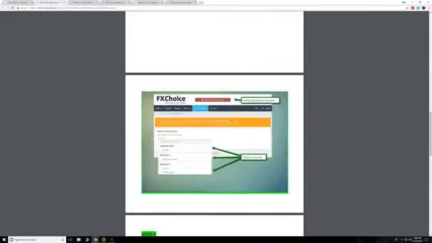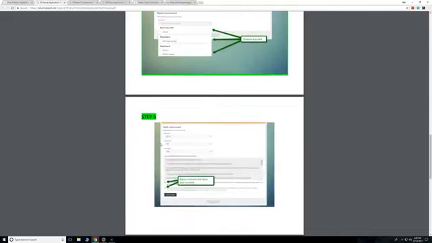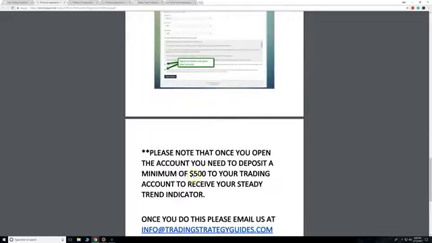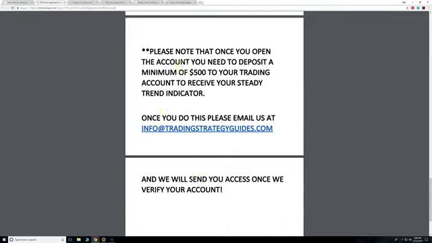And then step number 4, verify your phone. Decide if you got MT4 or MT5. We have it on both, so that doesn't really matter. And then you have to agree to the terms, and we warn you again. After you open your account, you deposit the $500 or more. You're probably going to deposit a lot more than that once you actually get to trading with FX Choice.